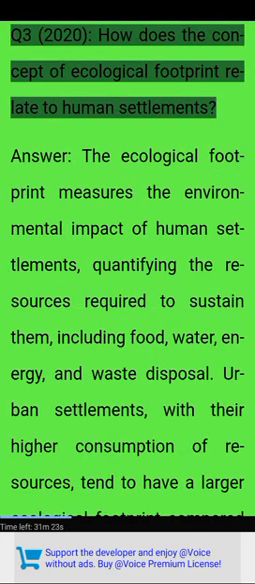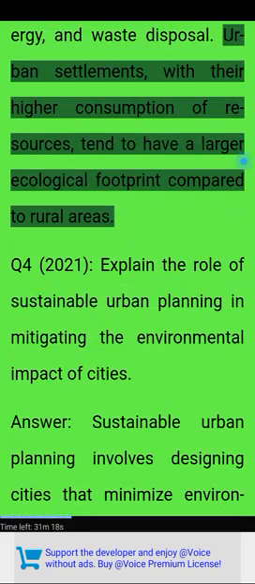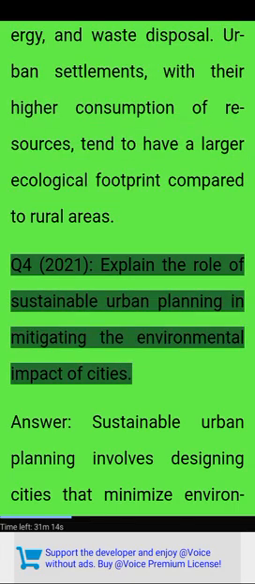Q3, 2020. How does the concept of ecological footprint relate to human settlements? Answer. The ecological footprint measures the environmental impact of human settlements, quantifying the resources required to sustain them, including food, water, energy, and waste disposal. Urban settlements, with their higher consumption of resources, tend to have a larger ecological footprint compared to rural areas. Q4, 2021. Explain the role of sustainable urban planning in mitigating the environmental impact of cities.